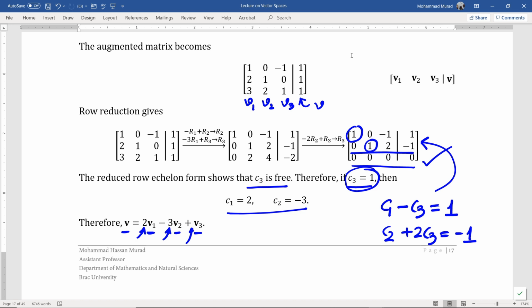Please pause the video and try to see the solution again.